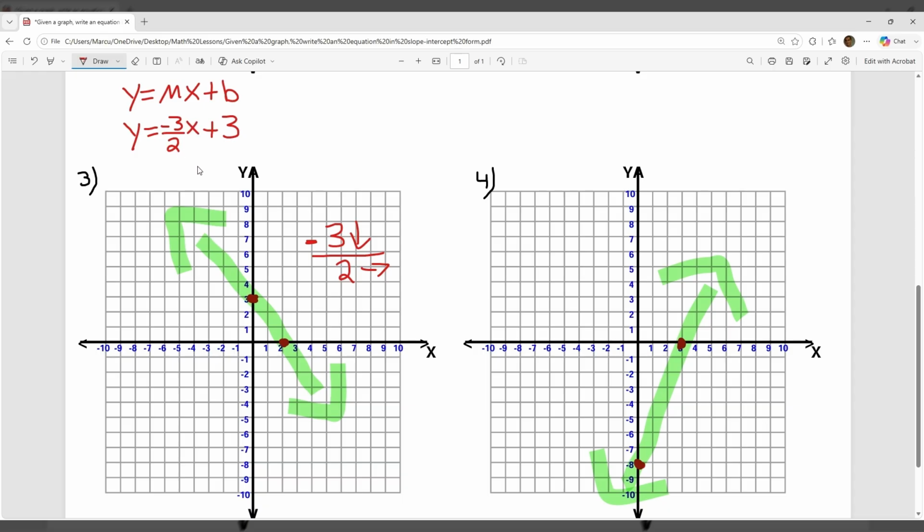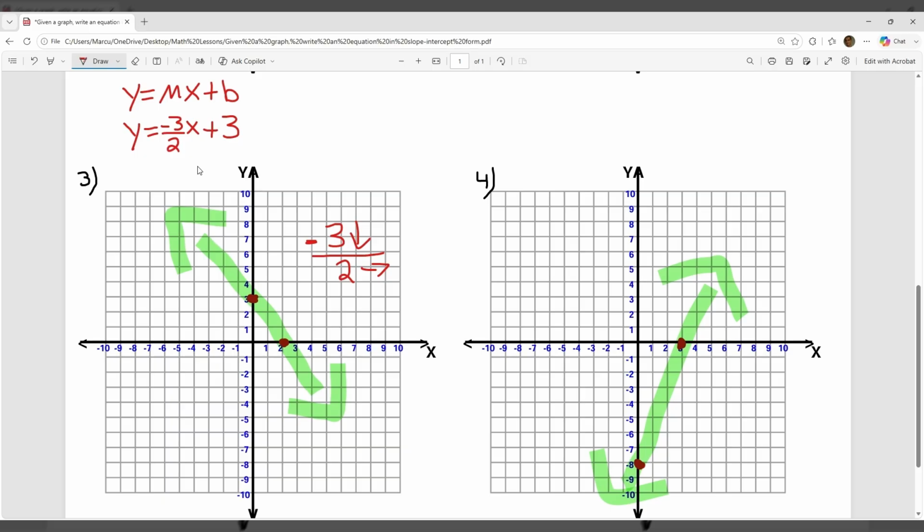Keep in mind that your slope does not include x. The slope is negative 3 over 2, right? The slope is the number attached to the x. So if your teacher asks you for the slope, do not say negative 3x over 2 because that will be considered wrong. The slope is only what's attached to the x, not the x itself.